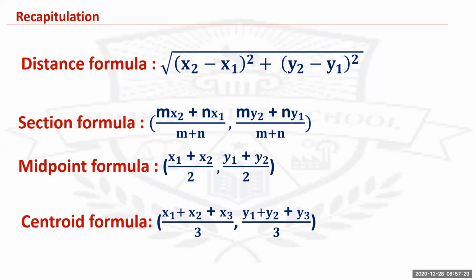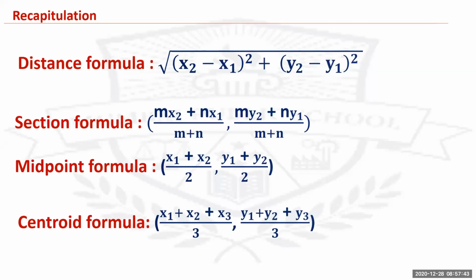So these four formulas are very important in this chapter. If you learn these formulas by heart, this chapter will go very easy. Is this clear to all the students? So let's move ahead.